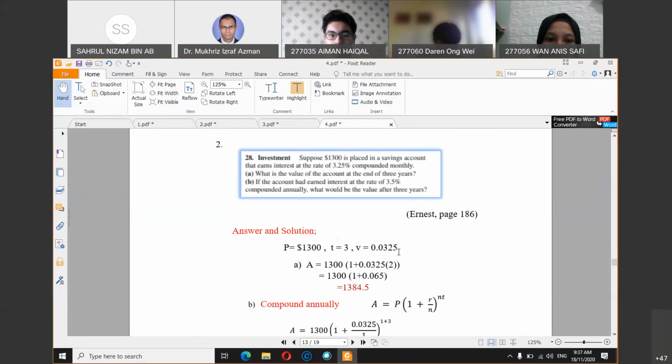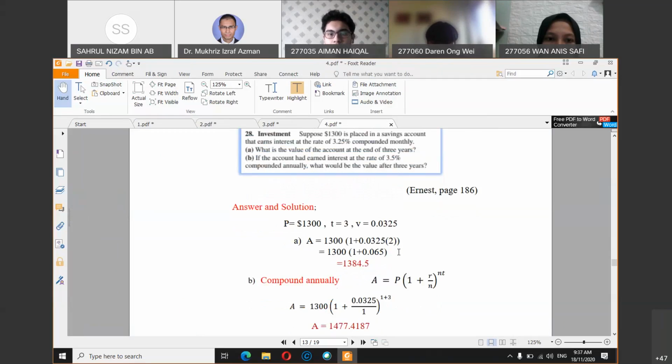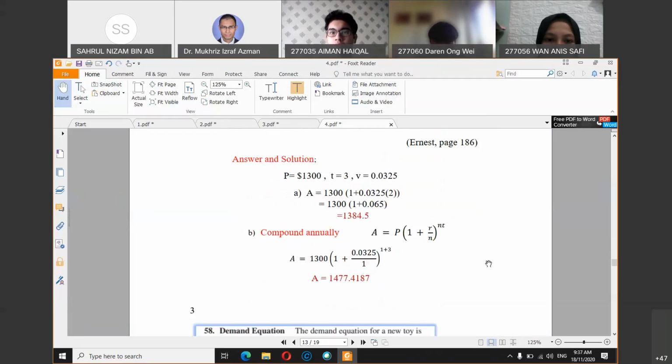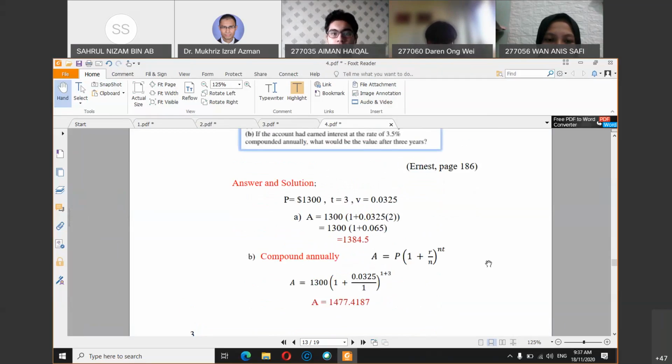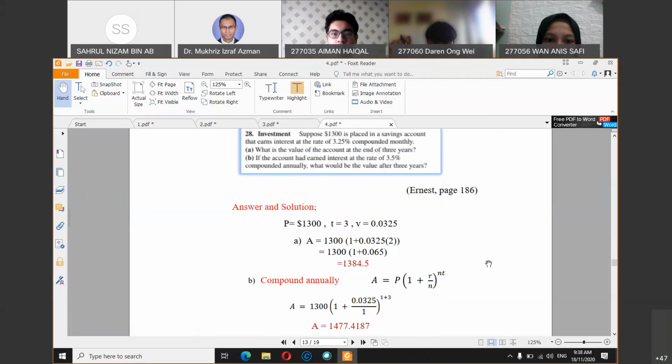For question B, it's given that the interest rate is changed to 3.5% and is compounded annually. So actually the solution also has a typing error. The 0.0325 is supposed to change to 0.035. Also a typing error. But why do you need to divide by n?